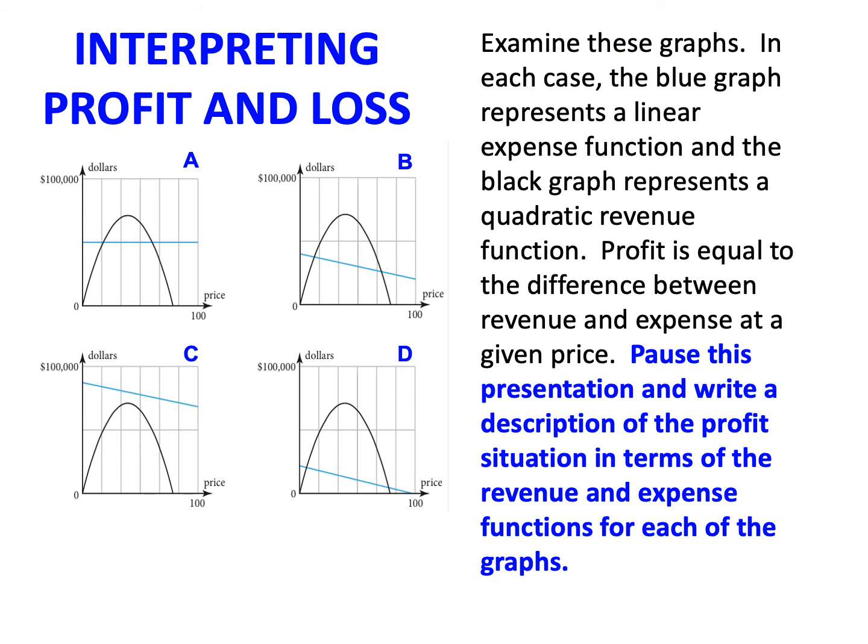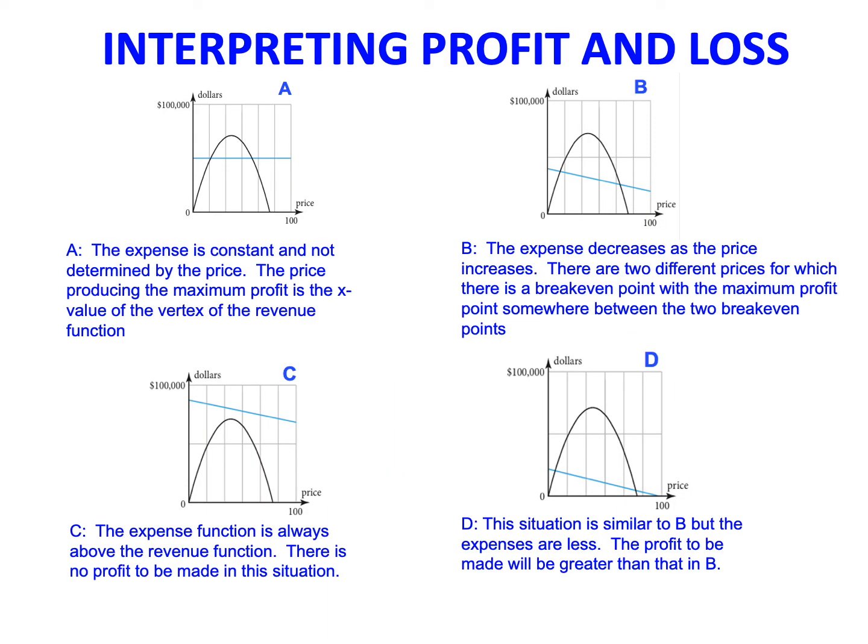Examine these graphs. In each case, the blue graph represents a linear expense function, and the black graph represents a quadratic revenue function. Profit is equal to the difference between revenue and expense at a given price. Pause this presentation now and write a description of the profit situation in terms of the revenue and expense functions for each of the graphs. Your solutions should be similar to these.